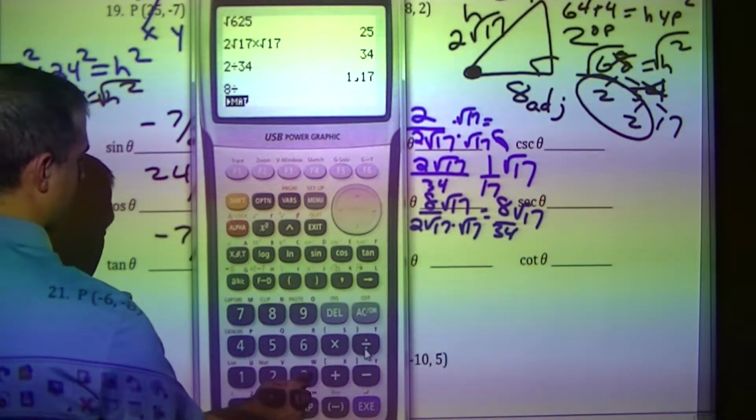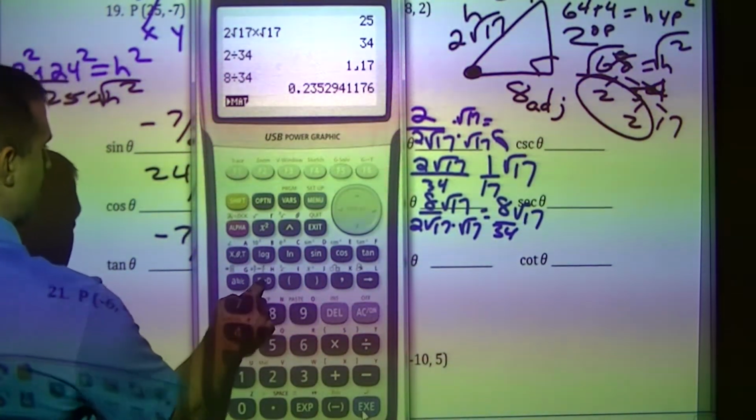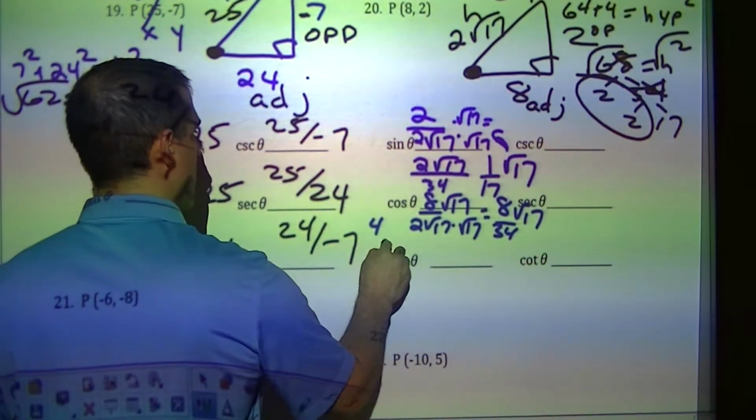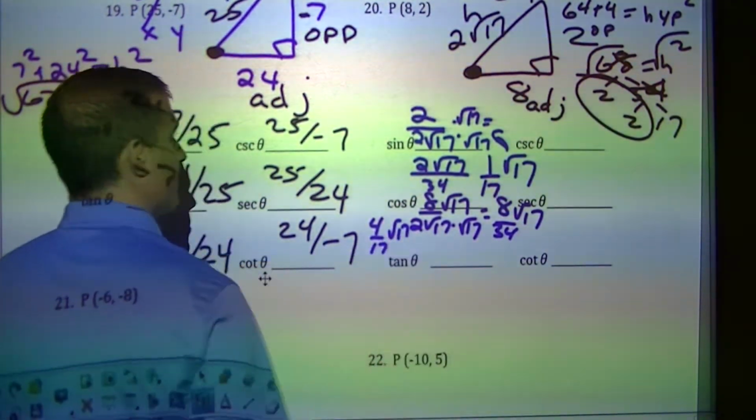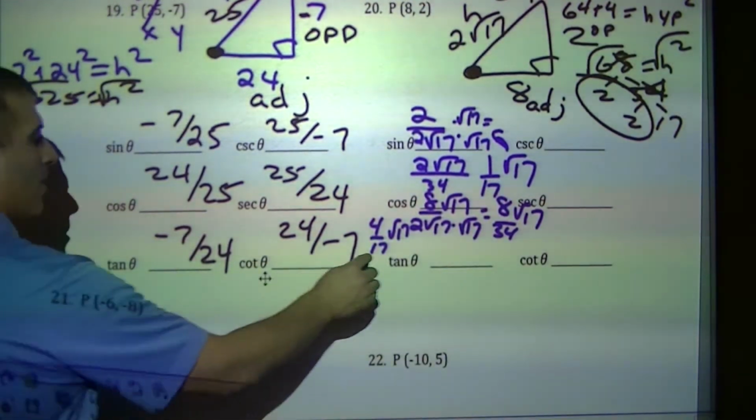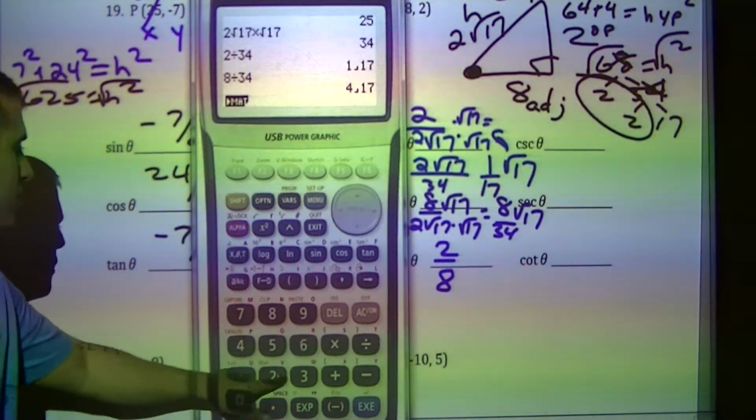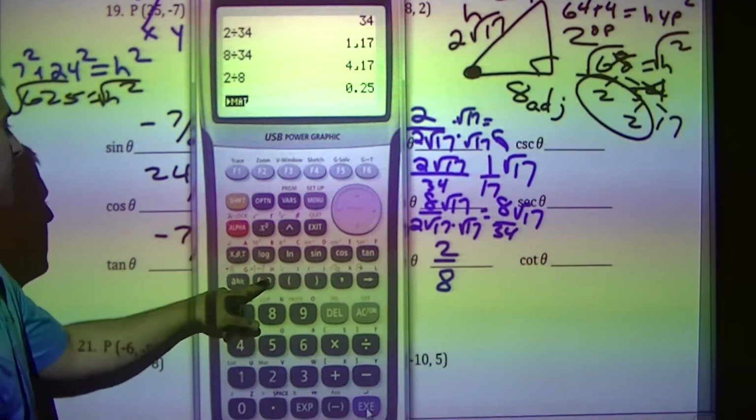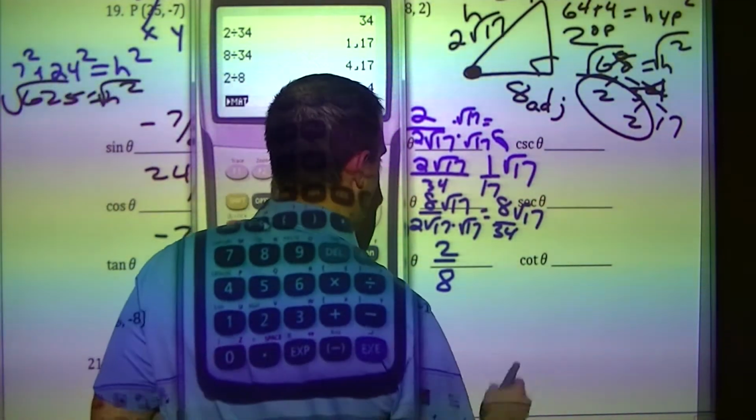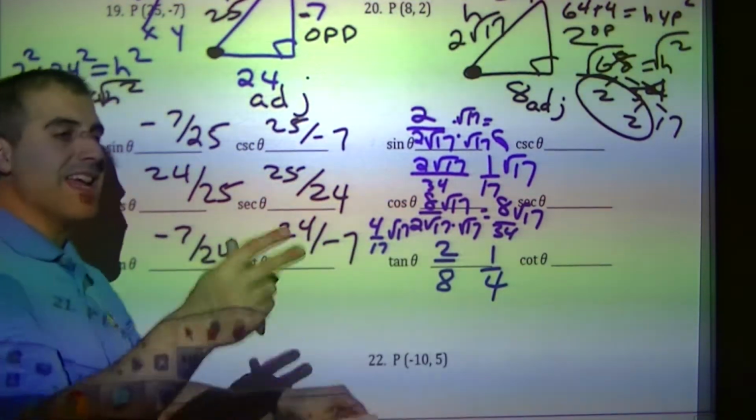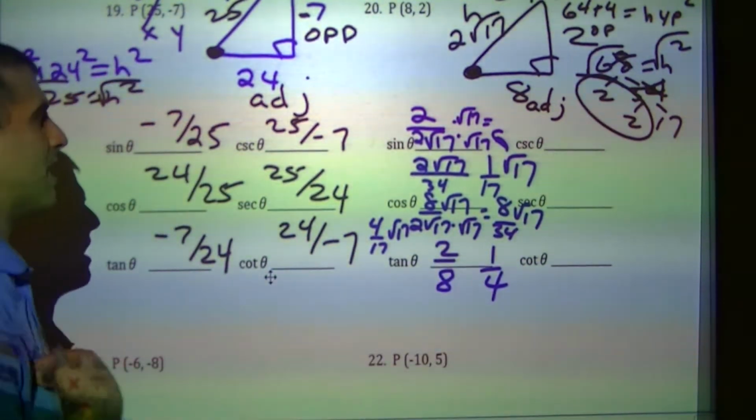Okay, 8 divided by 34, and I'm going to figure out what that is as a fraction. 4 over 17. So the cosine here is 4 over 17 square root of 17. Okay? Tangent, 2 over 8. All right? Go ahead and see if you can reduce that fraction. 2 over 8 is going to be 1/4. I don't care if you don't reduce this, but if there's a negative that cancels out, that's where you're only going to have the issue.